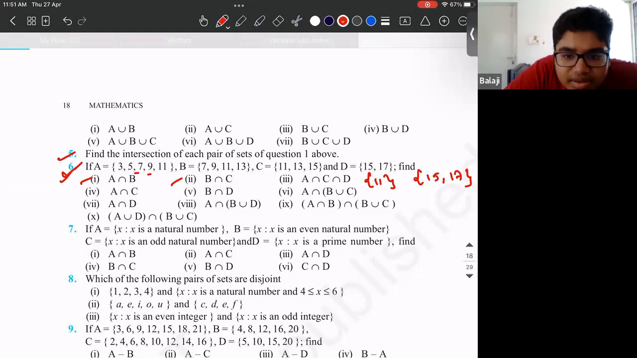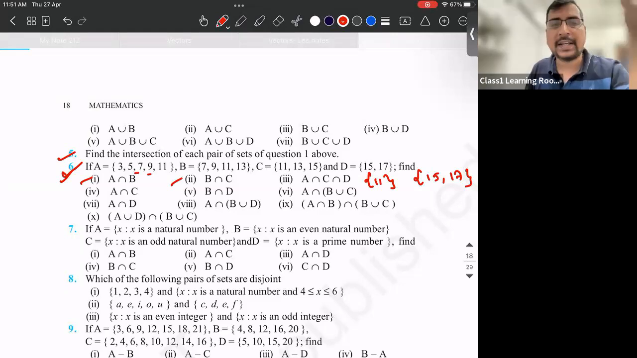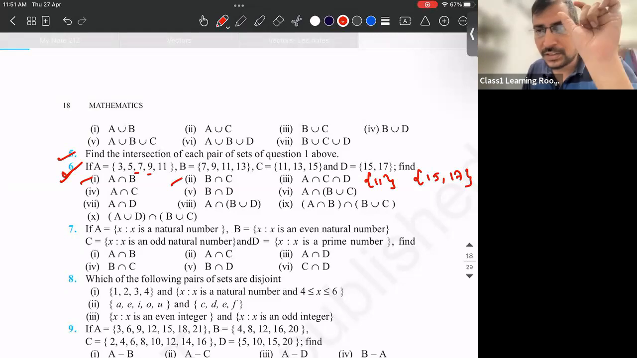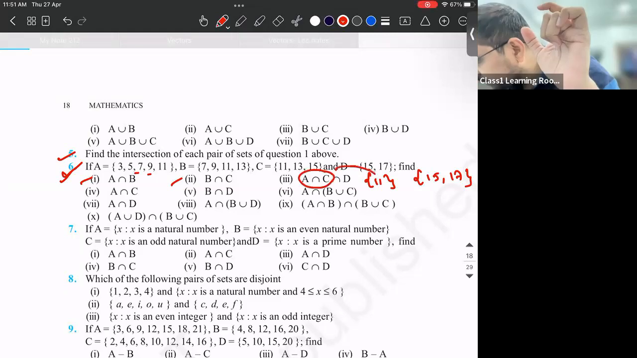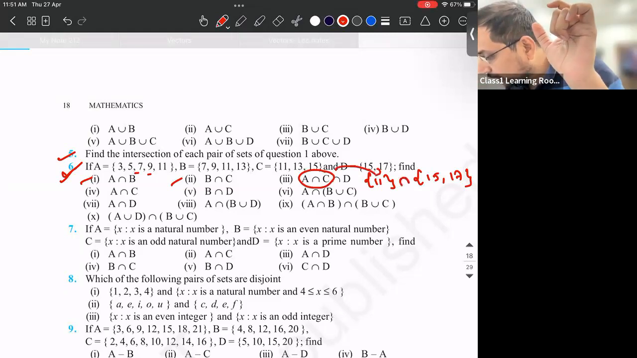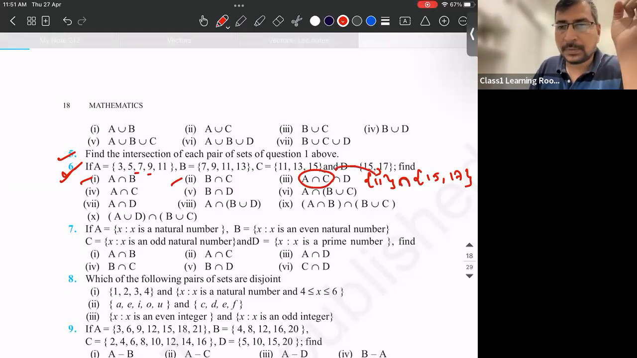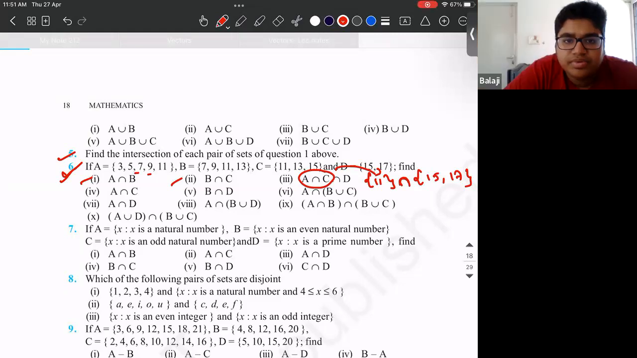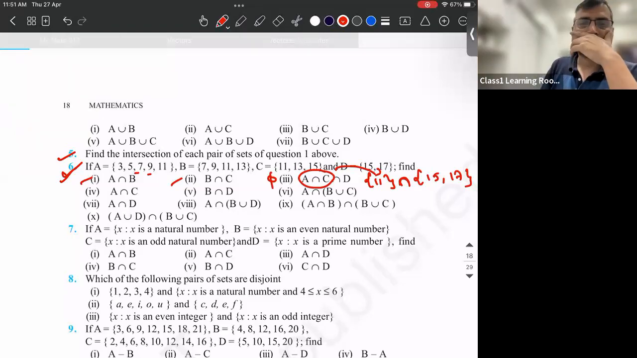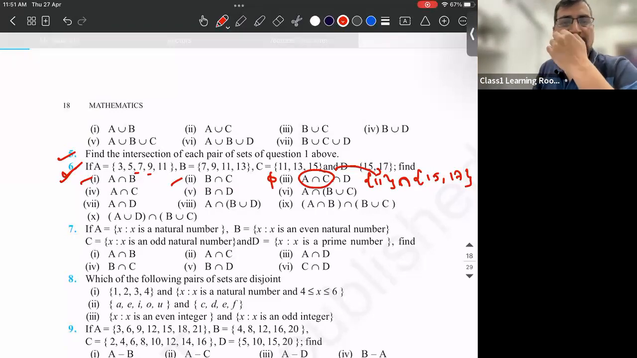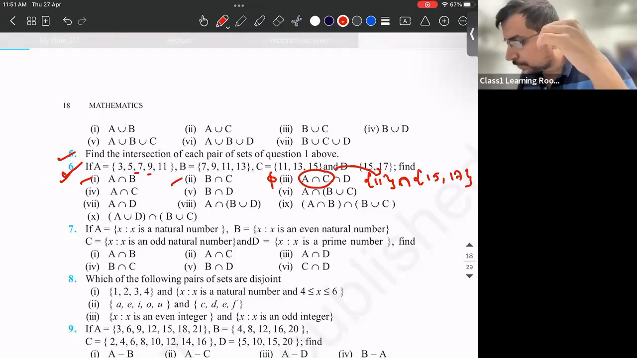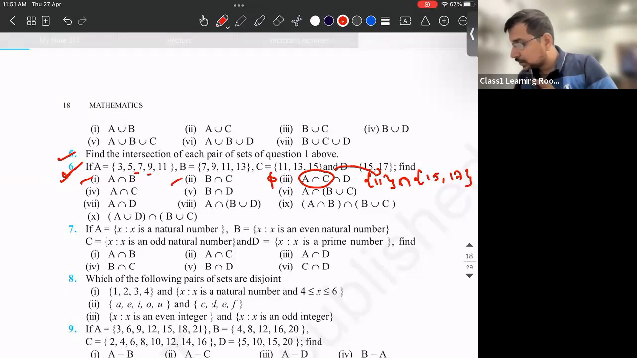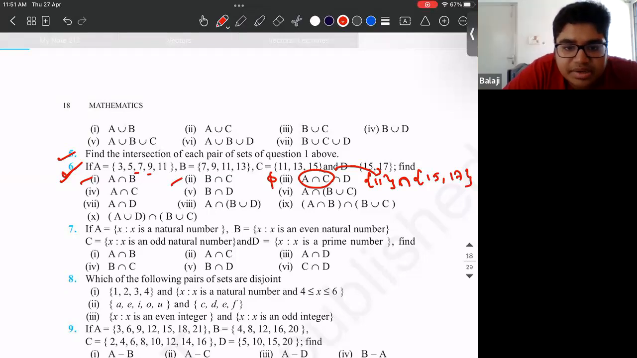First, what is A intersection C? A intersection C is only 11. Yes. You need to do the intersection operation between these two sets. Among 11, 15, and 17, is there anything common? No. So what is the answer? It's a null set. Okay, what is A intersection C? 11. B intersection D, null set.